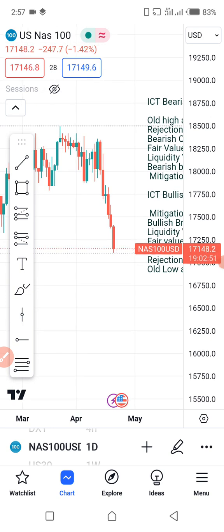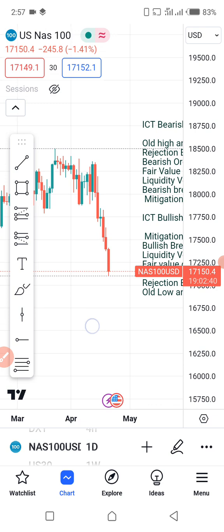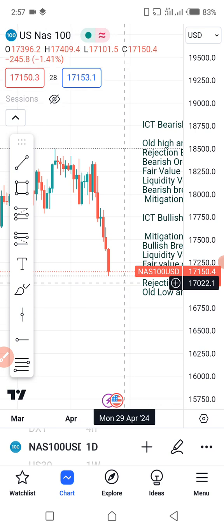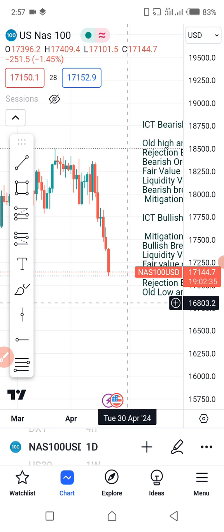As you can see, we are on NAS 100 and the market has already broken to the downside. You can say that on the daily time frame, for now the market is bearish. So if you are looking to sell the market, because the directional bias is now bearish, you'll be able to see high probability trades when you take sells.